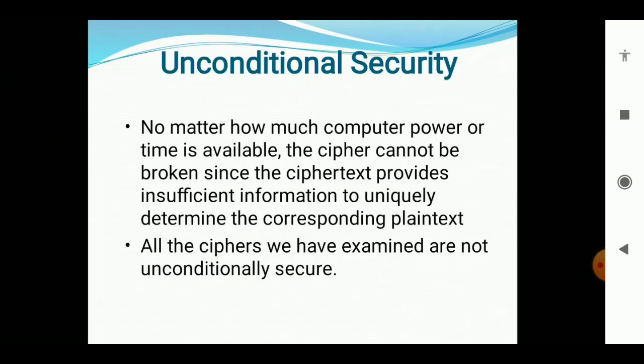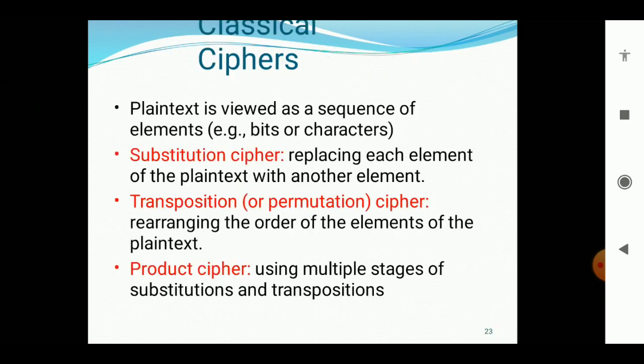And unconditional security: no matter how much computer power or time is available, the cipher cannot be broken, since the ciphertext provides insufficient information to uniquely determine the corresponding plain text. So all the ciphers we have examined are not unconditionally secure.